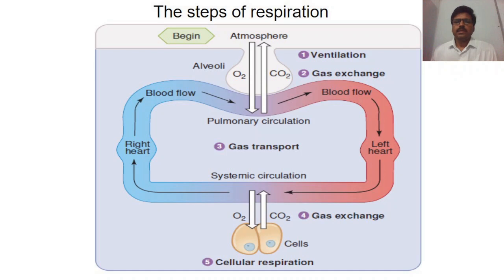Fourth step is called internal or tissue respiration or systemic gas exchange. Here the exchange of oxygen and carbon dioxide occurs between blood in tissue systemic capillaries and the cells in tissues. The fifth step is cellular respiration, where the cell utilizes the oxygen and produces CO2. This process usually occurs in mitochondria.